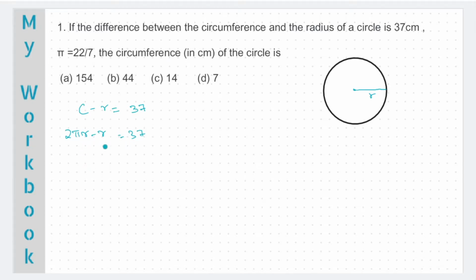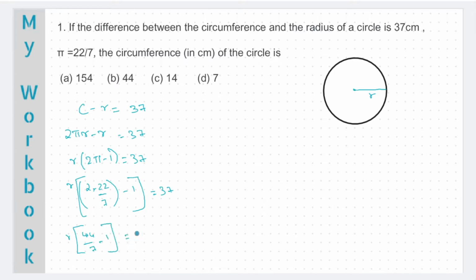So let's solve for R from this. R into 2 pi minus 1 will be 37. So R into 2 into 22/7 minus 1 equal to 37. So R into 44/7 minus 1 is 37. So R into 44 minus 7 by 7 will be 37.